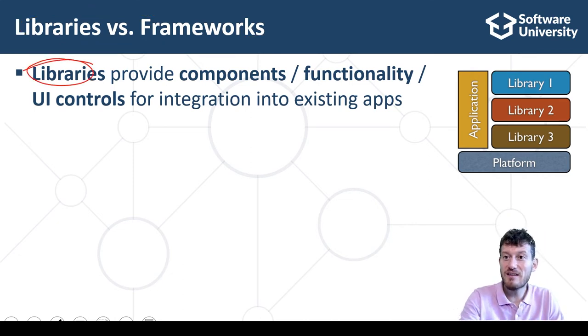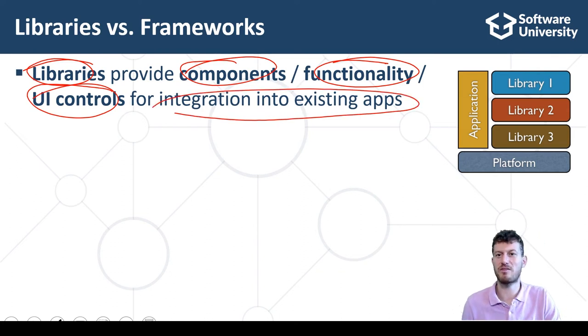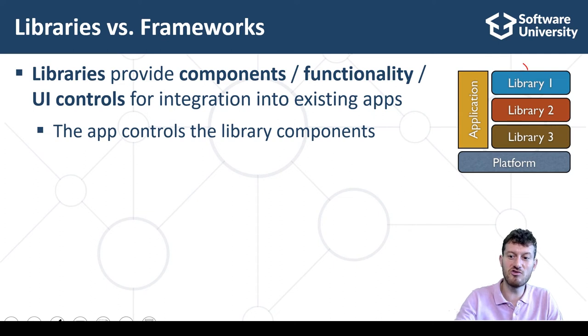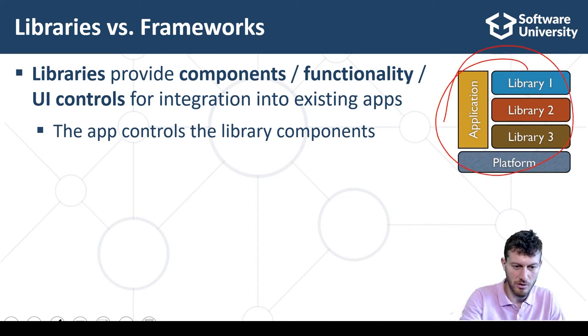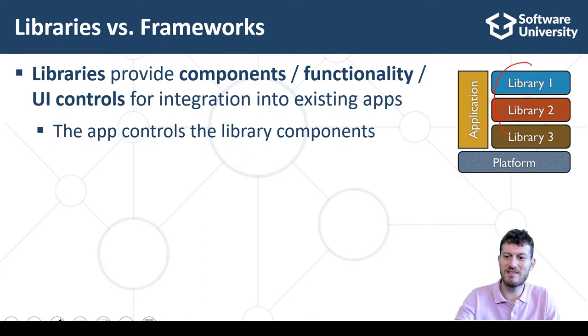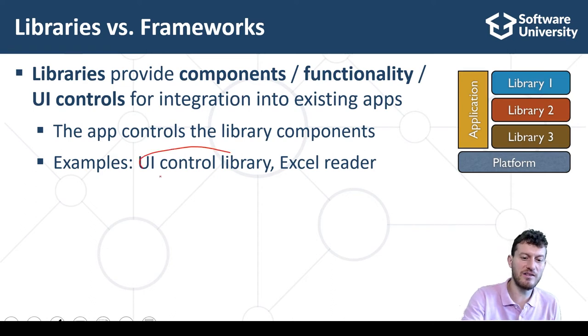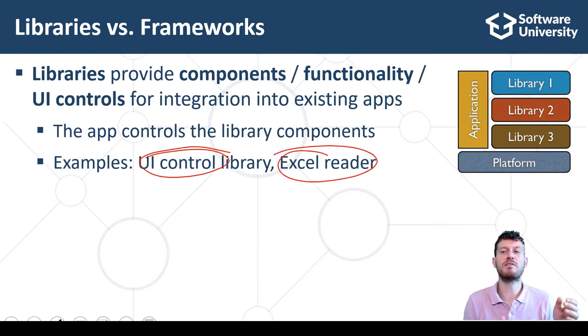Libraries provide components, functionality, and UI controls for integration into existing apps. Libraries use the traditional program flow. The app controls the library components and invokes their functionality from time to time. Library components act as an extension to the app. This is illustrated in the diagram on the right. Examples of libraries are a UI control library, which provides many UI controls such as calendar or image slider, and an Excel reader library, which can open and read Excel spreadsheets.